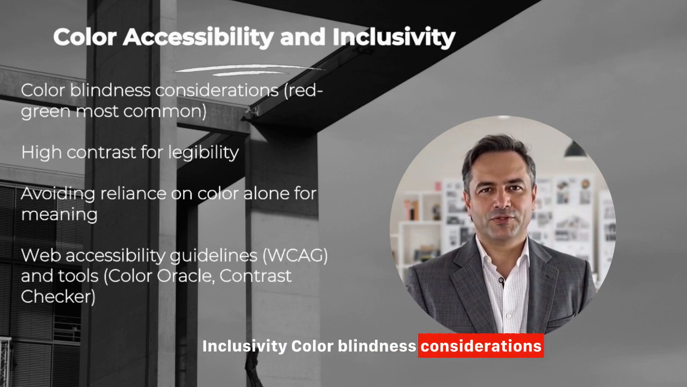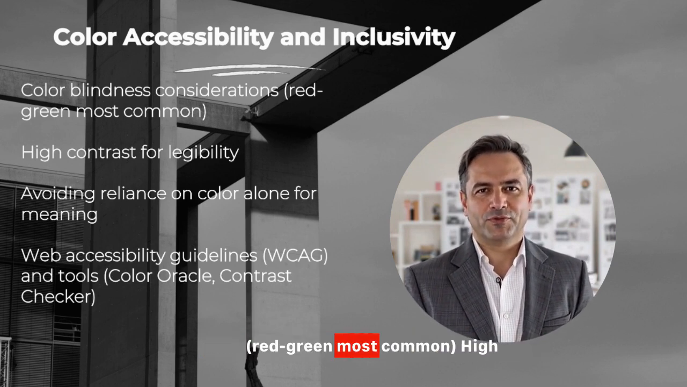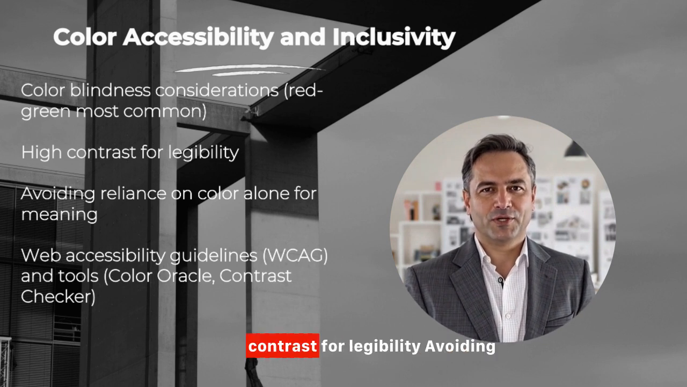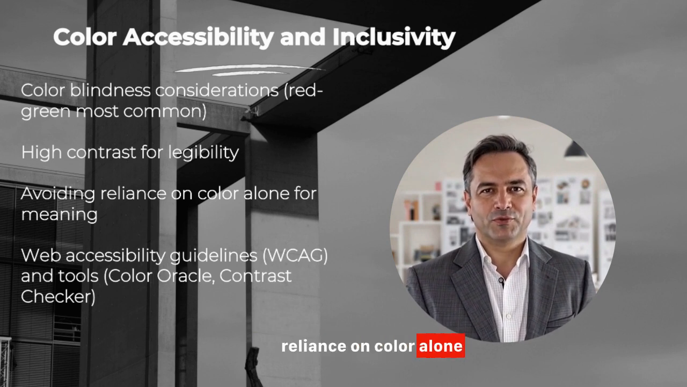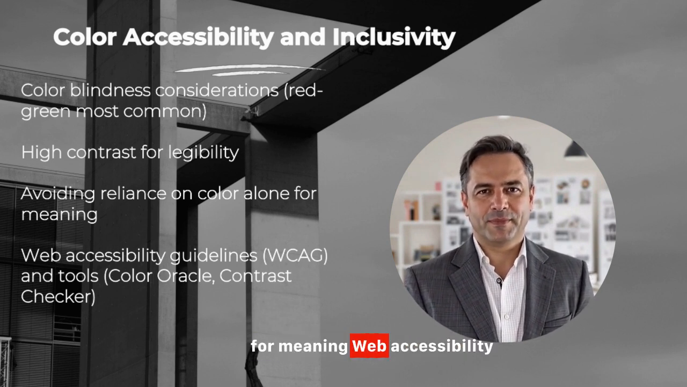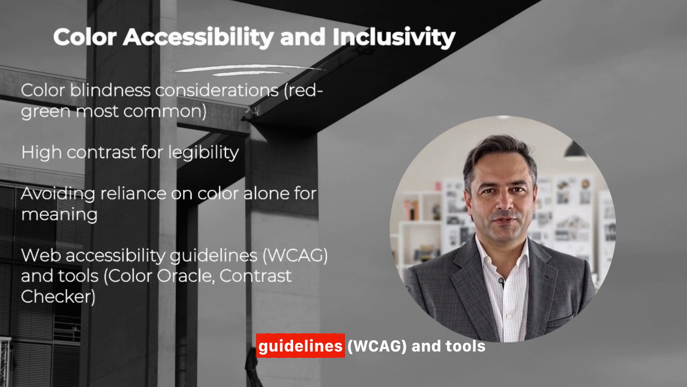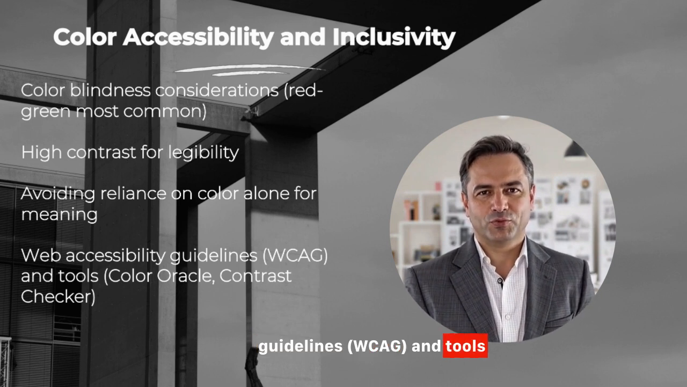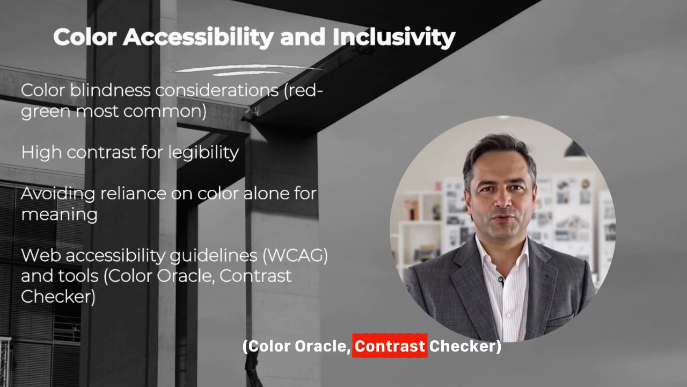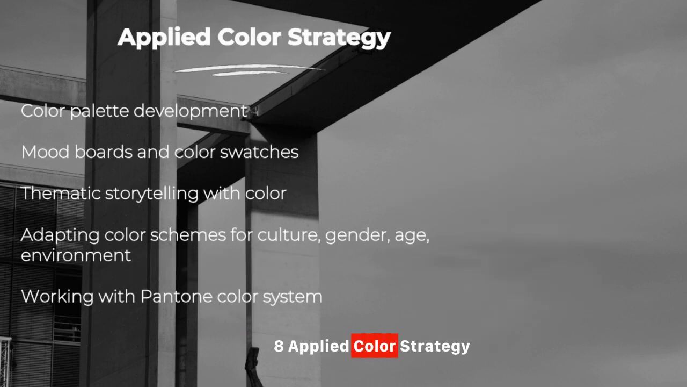7. Color accessibility and inclusivity. Color blindness considerations, red-green most common. High contrast for legibility. Avoiding reliance on color alone for meaning. Web accessibility guidelines, WCAG, and tools: Color Oracle, contrast checker.